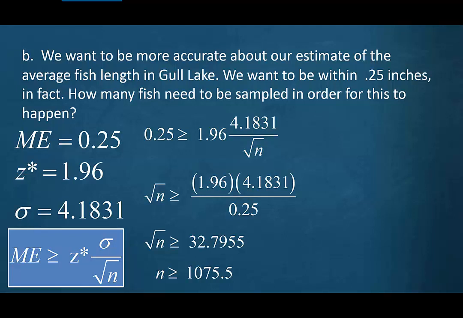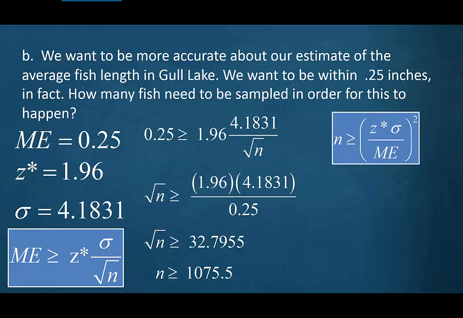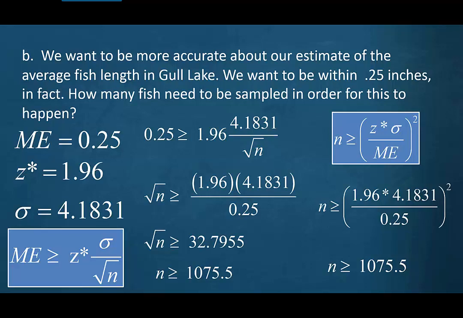So if we use the formula that's already solved for n, it does computationally come out a little better, but again, we have to remember the formula. So let me show you this development real quick. So n greater than or equal to z star sigma over ME, all that squared. We plug everything in, we square it out, we get exactly the same number.